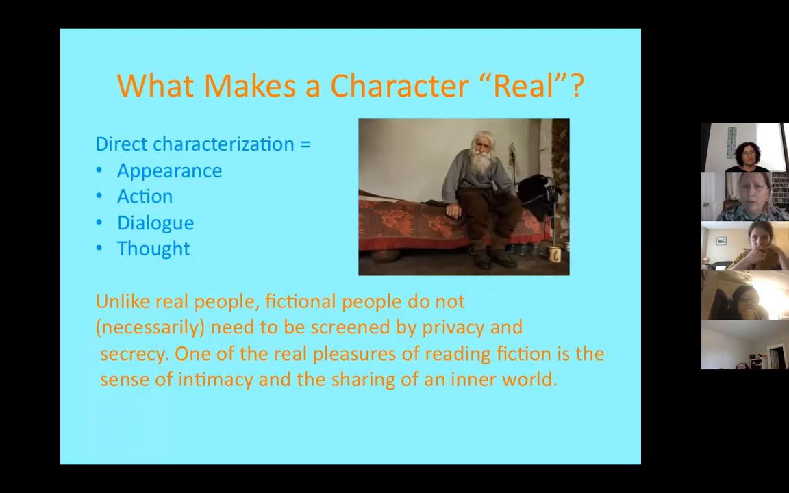So character is made up of these different aspects. And this is direct characterization. There's also indirect characterization, which I'm not going to address here. I'm just going to talk about this thing here, which is appearance, action, dialogue, and thought. And some of these we've already talked about in class. We've already talked about dialogue. To a certain extent, we've already talked about action. We haven't really talked about appearance, and we haven't really talked about thought.